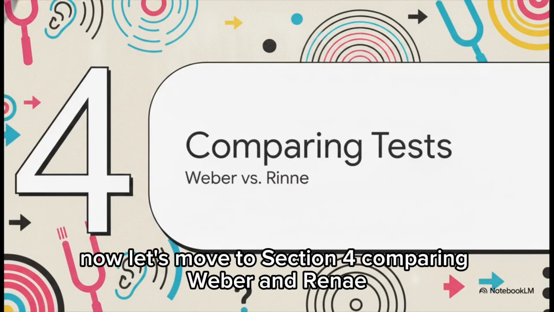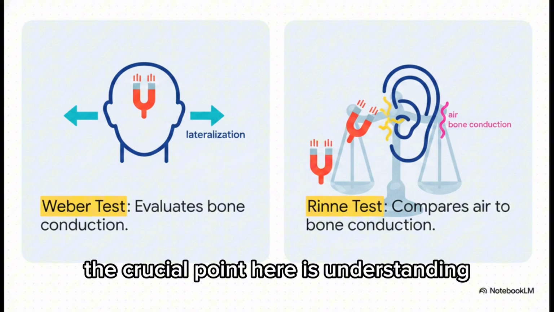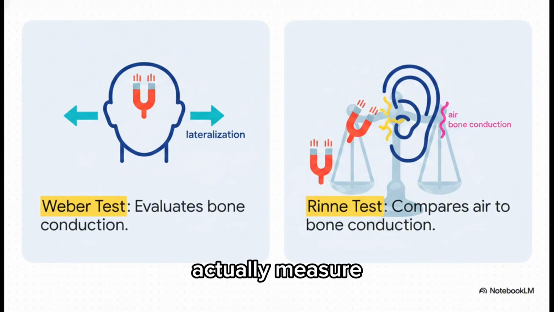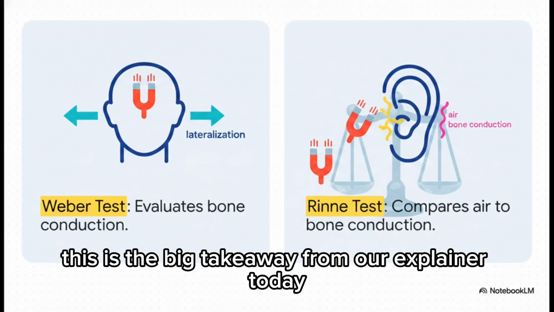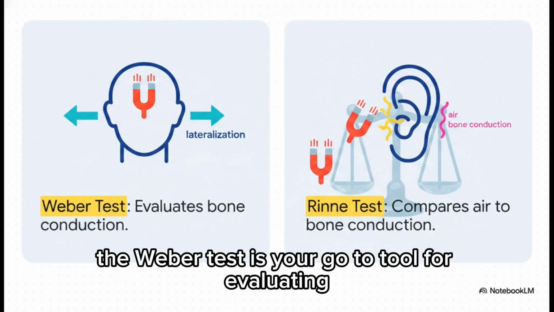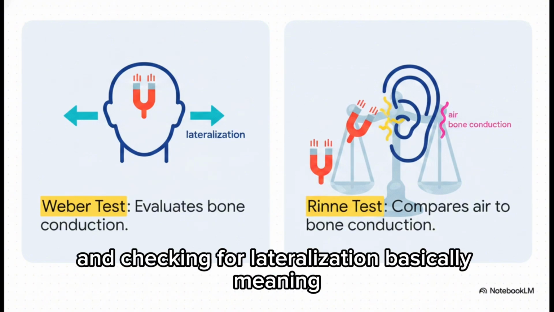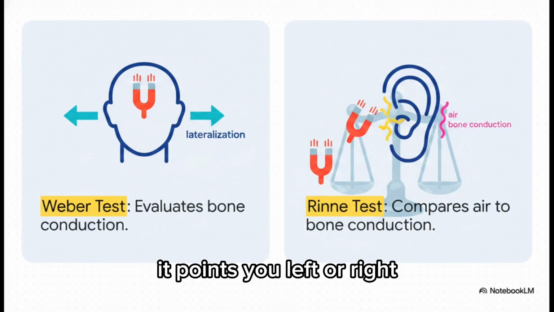Now let's move to Section 4, comparing Weber and Rinne, and see how this builds together. So the crucial point here is understanding the fundamental difference between what these two tools actually measure. Honestly, if you take nothing else away, this is the big takeaway from our explainer today. The Weber test is your go-to tool for evaluating bone conduction globally and checking for lateralization. Basically meaning, does the sound pull to one side or the other? It points you left or right.